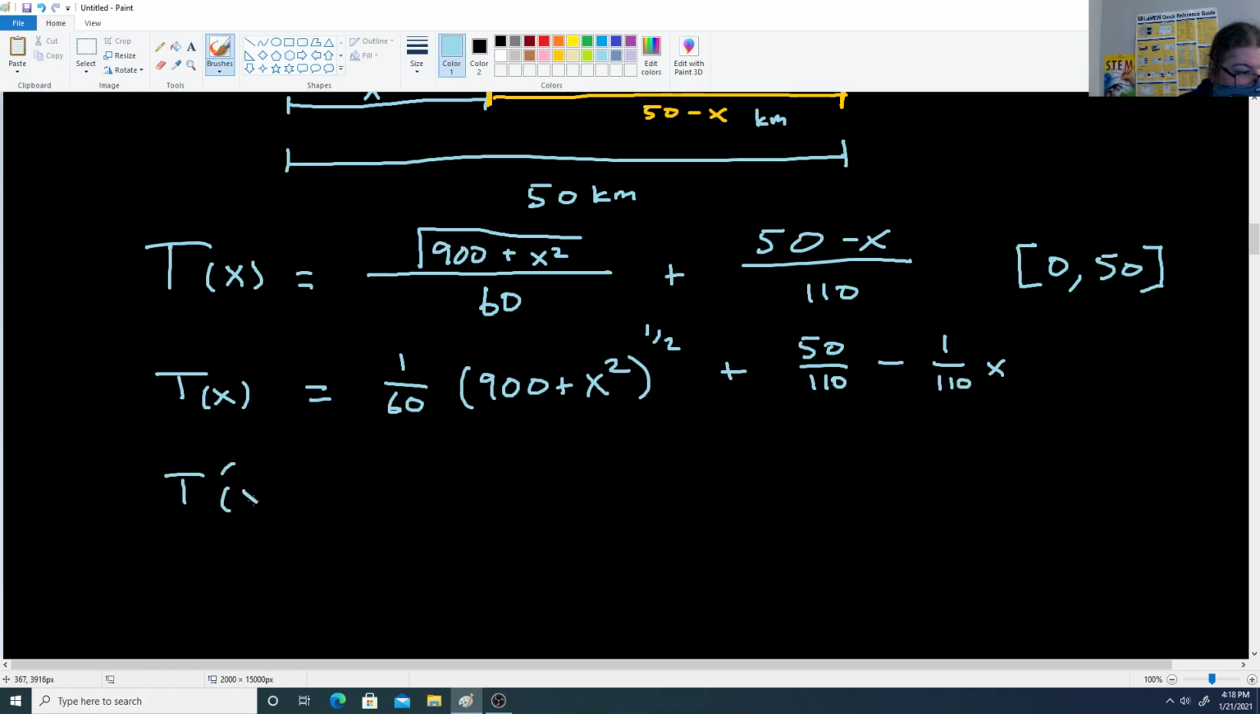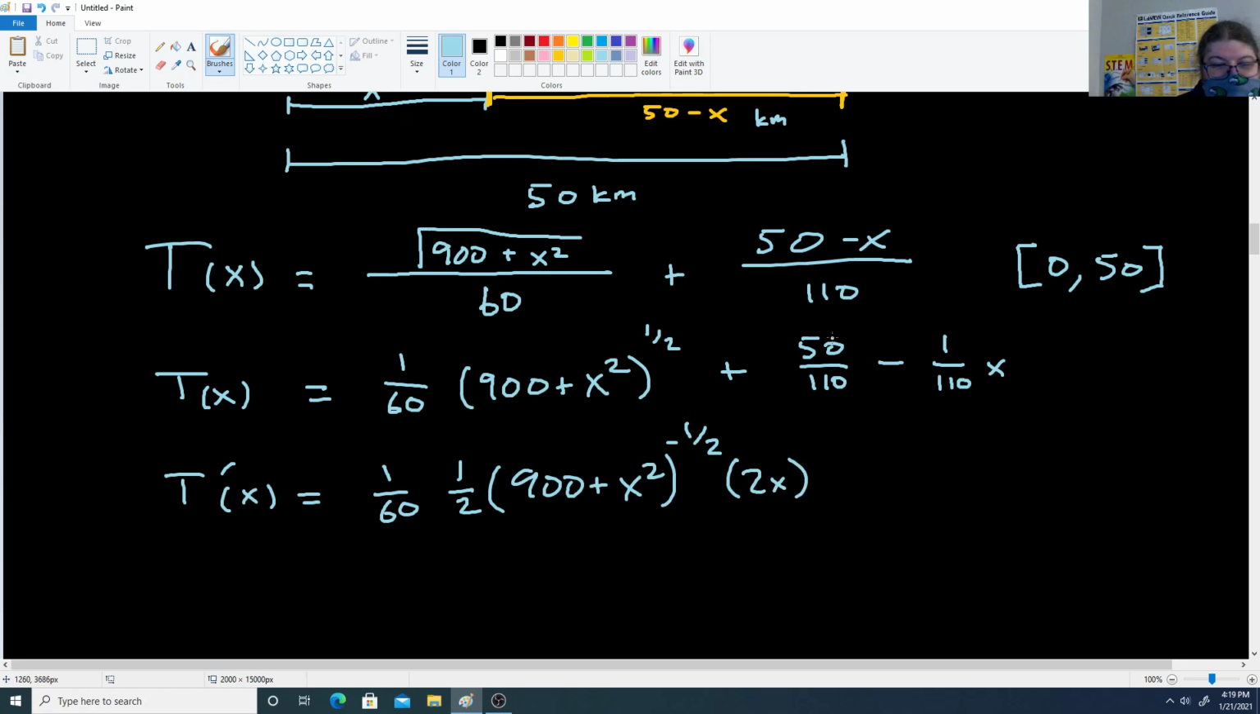Then when we go to find the derivative, t prime of x, we have 1 over 60. The 1/2 comes down. We're going to use the chain rule. So it's 1/2, leave the inner mess alone, all that to the negative 1/2. Then we multiply by the inner derivative, which for 900 plus x squared is 2x. The derivative of a number goes to 0, which is why I didn't worry about reducing that. And then out here, the derivative of 1 over 110 times x, the x drops and it leaves you 1 over 110.